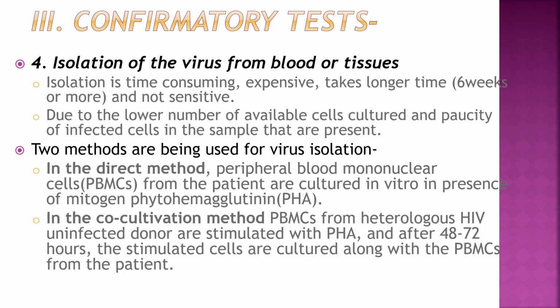In the direct method, peripheral blood mononuclear cells from the patient are cultured in vitro in presence of the mitogen phytohemagglutinin. In the co-cultivation method, PBMCs from a heterologous HIV-uninfected donor are stimulated with PHA, phytohemagglutinin, and after 48 to 72 hours, the stimulated cells are cultured along with PBMCs of the patient.